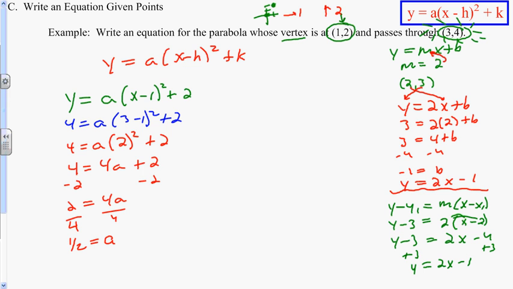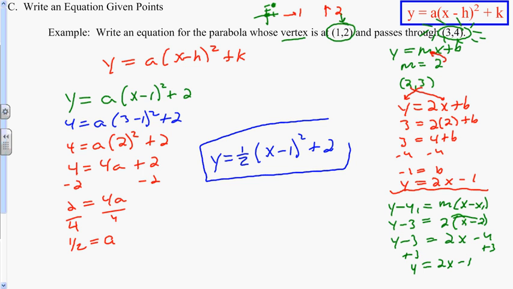So our resulting equation would be y equals 1/2 x minus 1 quantity squared plus 2. Not much different than what we've been asked to do in the past. A different equation to work with, of course. But we do have to have a good understanding of how the vertex can be written in an equation.